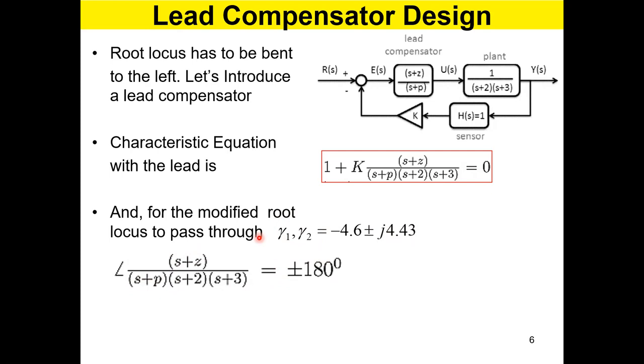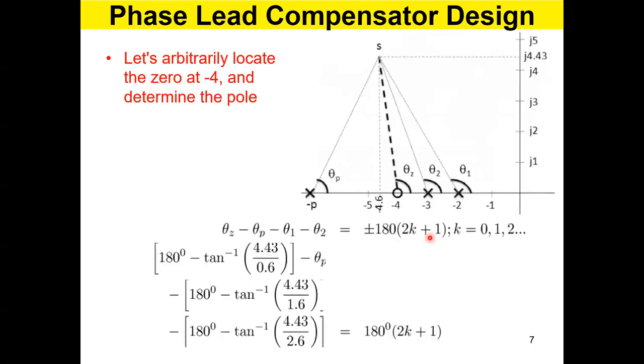I think it is very important that you don't have any confusion here. This is a bit complicated discussion we are engaged in right now. For any point to be on the root locus, the phase condition has to be satisfied. Now we want to bring the root locus through this point, which means this point should satisfy the phase condition. So we have to calculate our Z and P so that when you apply this particular point over here, this condition is satisfied. Then you know that the root locus passes through this point. How do we do that? This is how we do that.